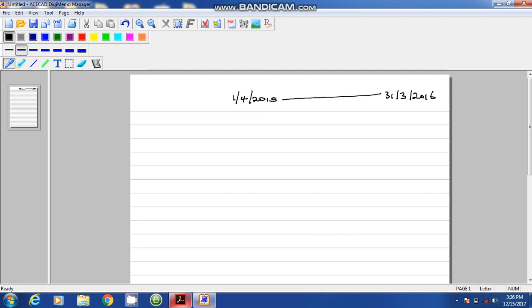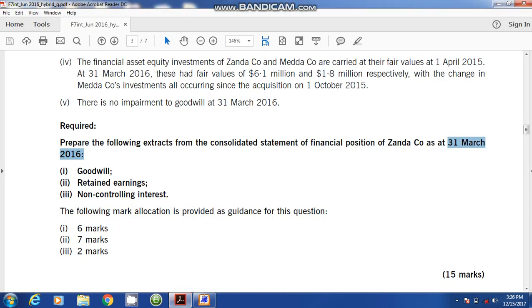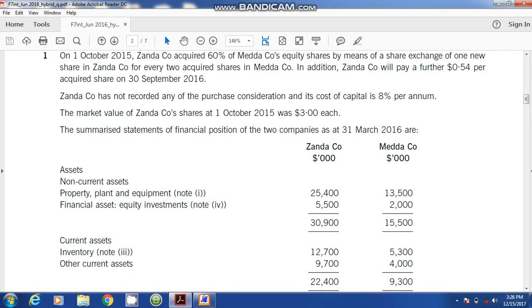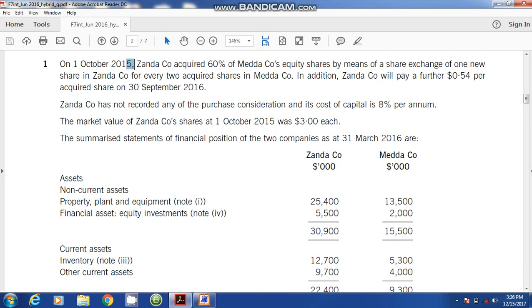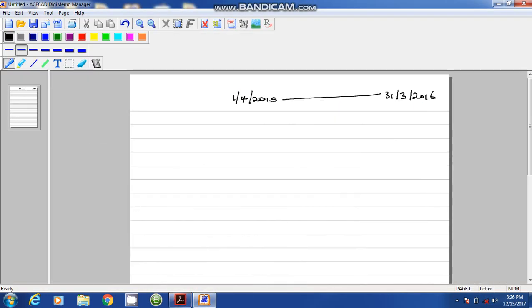Next is to ascertain the date of acquisition of the subsidiary. In this case, 1st October 2015, giving us a period of 6 months pre-acquisition and 6 months post-acquisition.